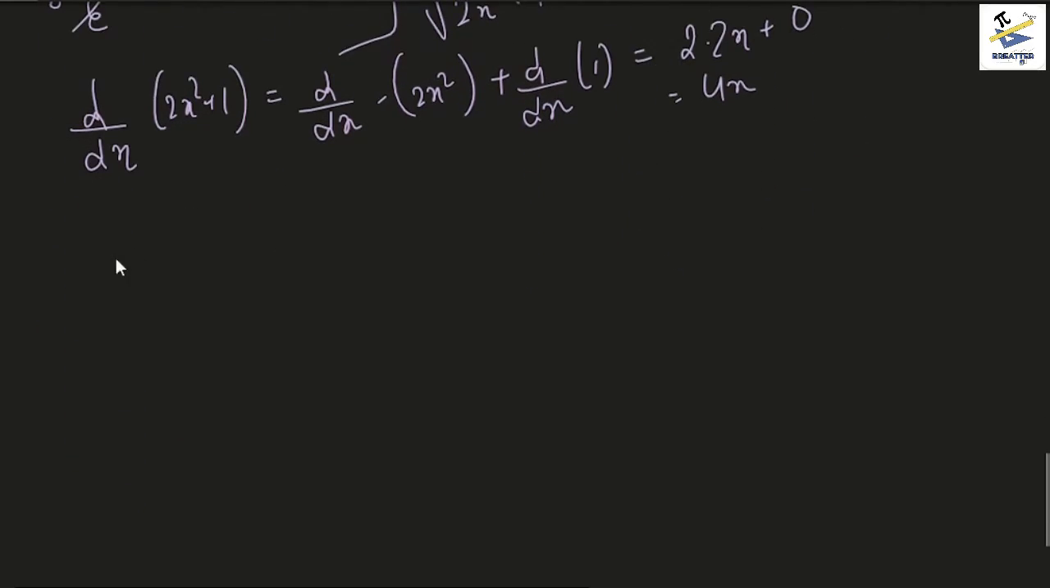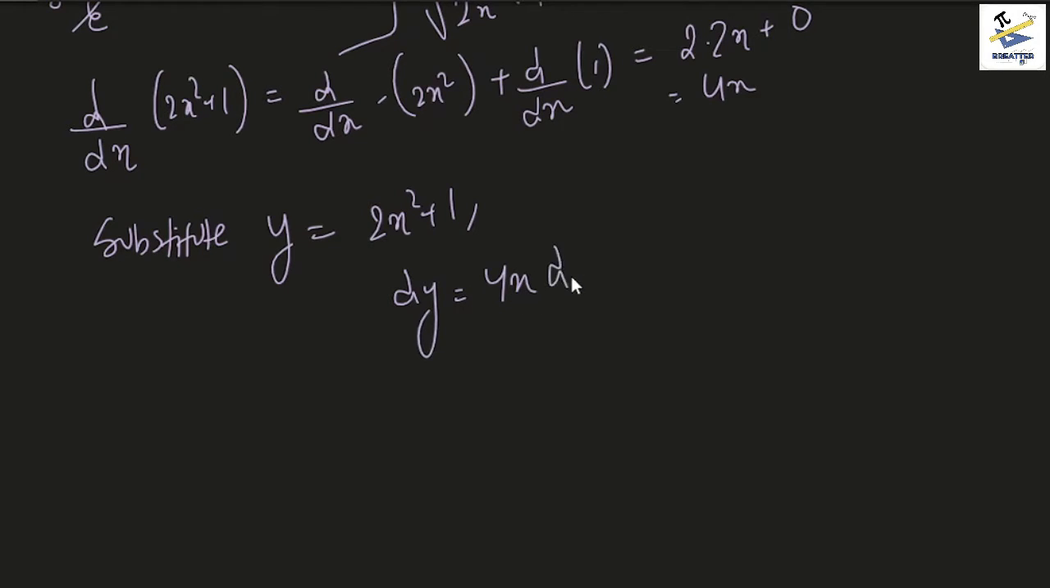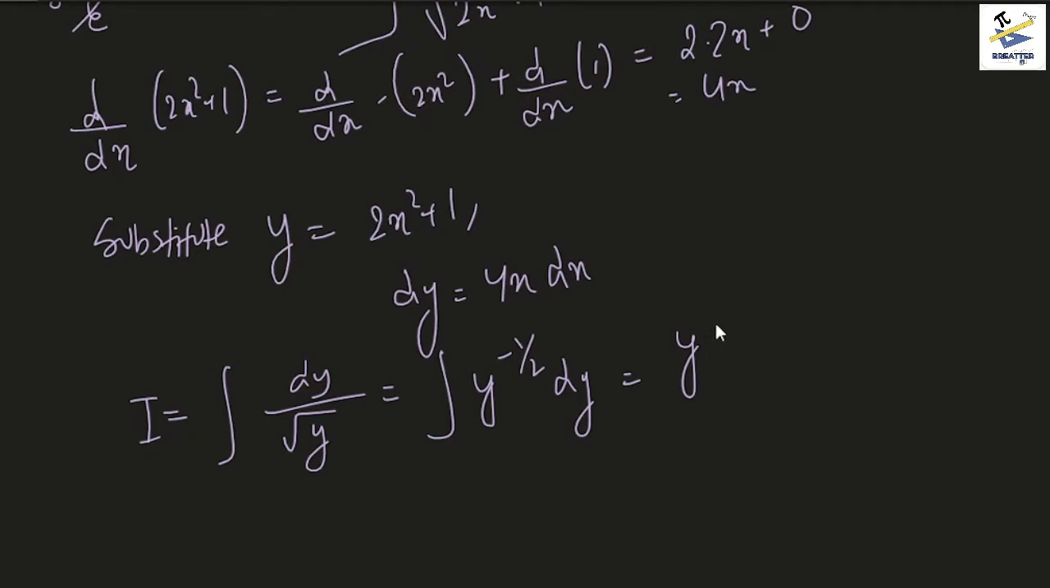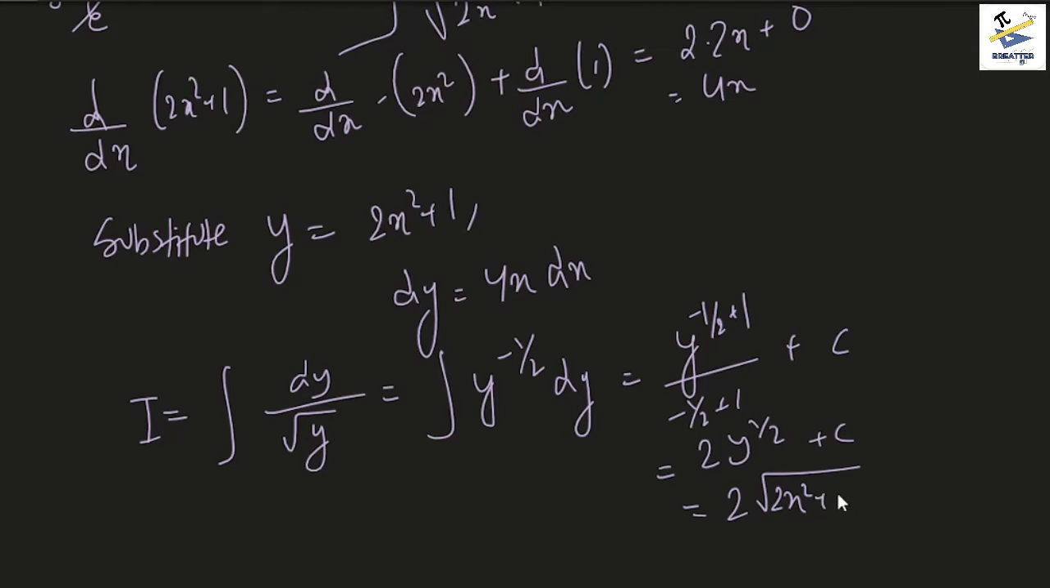And if that is so, what we can do is we can substitute y equals to 2x square plus 1, and thus we see that dy is equal to 4x dx, and this would turn our integral into something like this. This just means it's y to the power minus half dy, and using the rule we can write it as y to the power minus half plus 1 by minus half plus 1 plus c, which is basically y to the power half, and this becomes 2 because it's a half in the denominator, and we can substitute back our answer to find it's just 2 into root over 2x square plus 1 plus c.